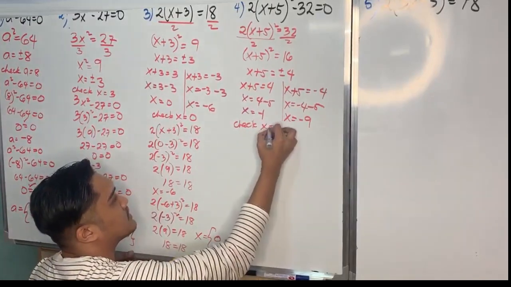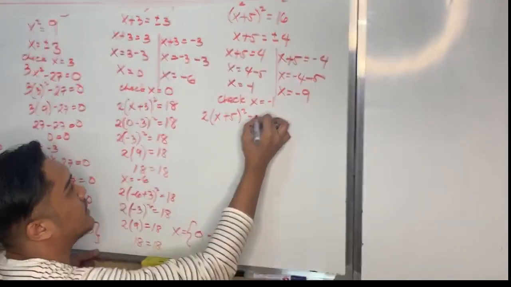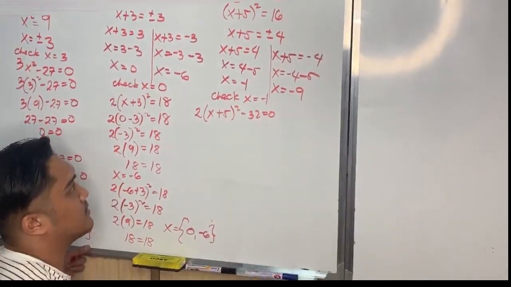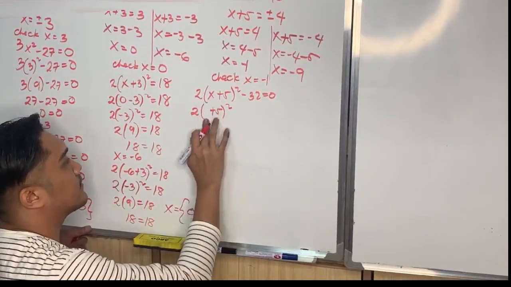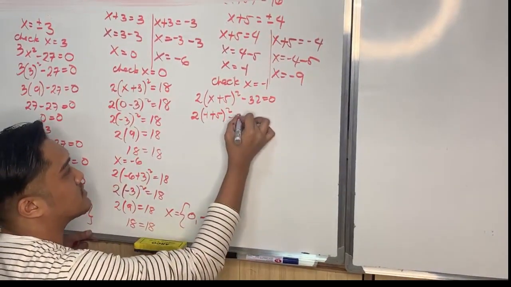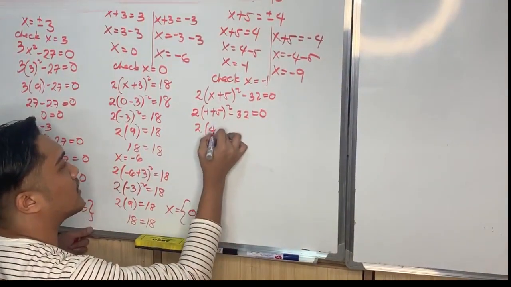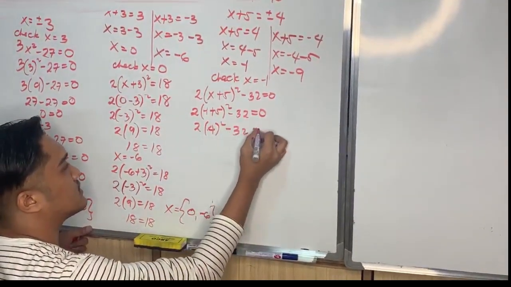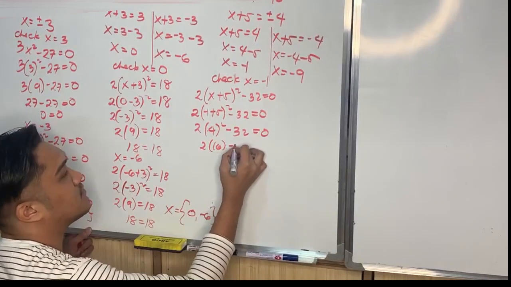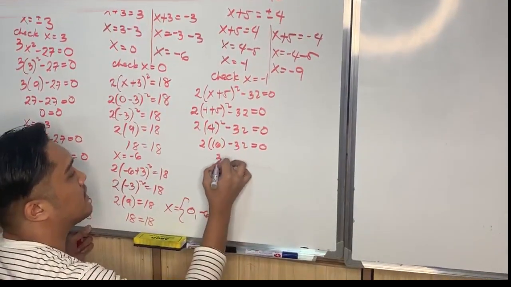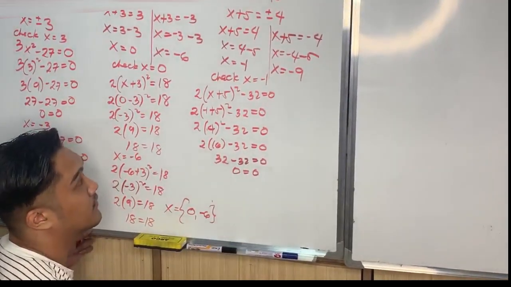Check for x equals negative 1. 2 times x plus 5 quantity squared minus 32 equals 0. 2 times negative 1 plus 5 squared minus 32 is equal to 0. 2 times 4 squared minus 32 is equal to 0. So 2 times 16 minus 32 is equal to 0. 32 minus 32 is equal to 0. 0 equals 0.